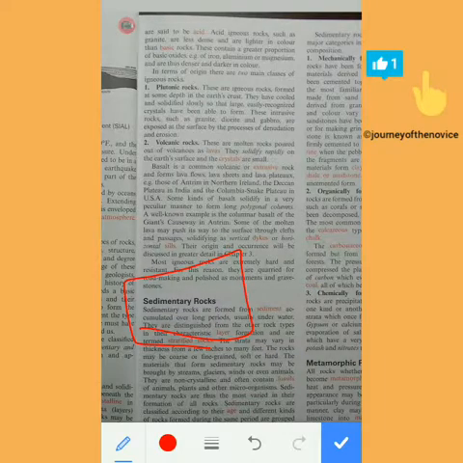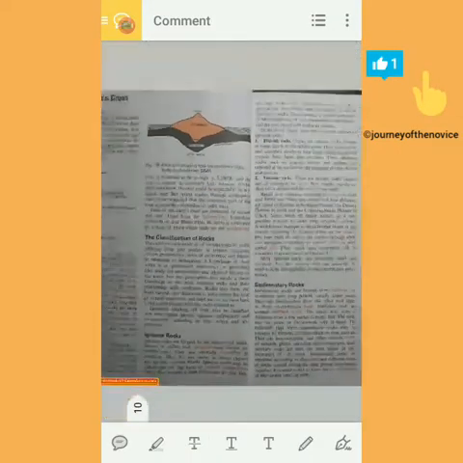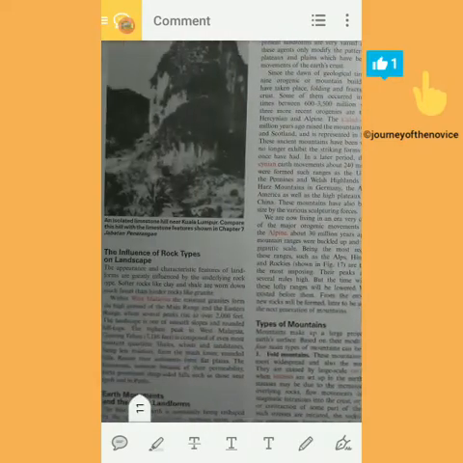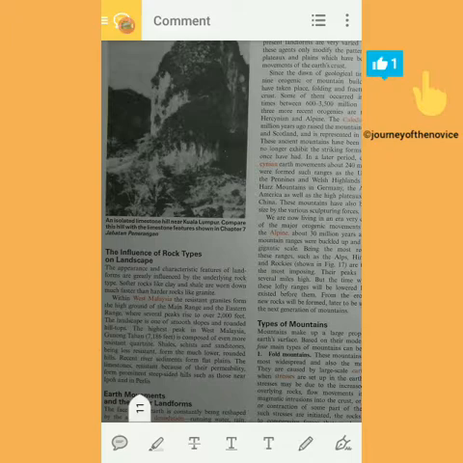Next we will see the influence of rock types on landscape. Now there's one important factor that you should understand: landforms and rocks are very much related to each other. Now how do the rock types influence the landscape is what we have to understand. Landscape refers to different types of landscapes, like your mountains, your plains, plateaus, and all of the other things.